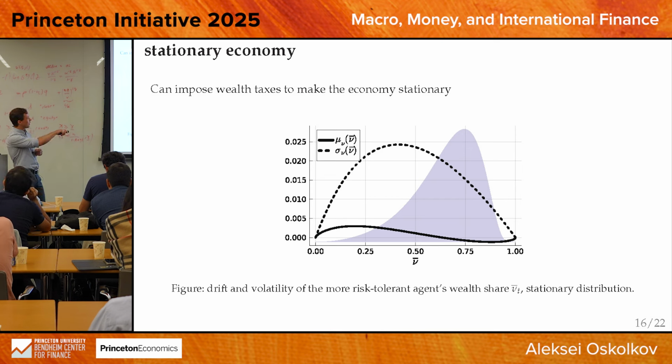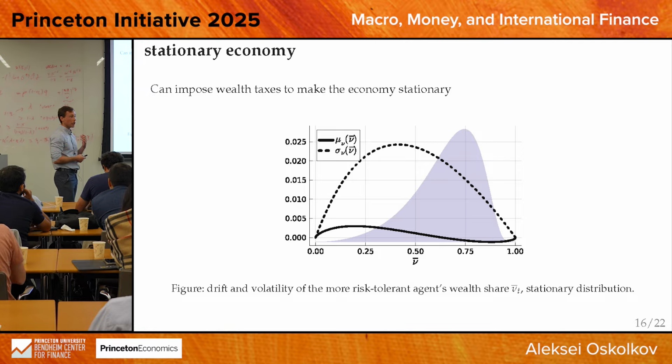It's plotted here. This is the wealth share of the more risk tolerant agent. And then you have a stationary distribution of the risk premia as well. This is why taxes could be useful for stationarizing the economy.